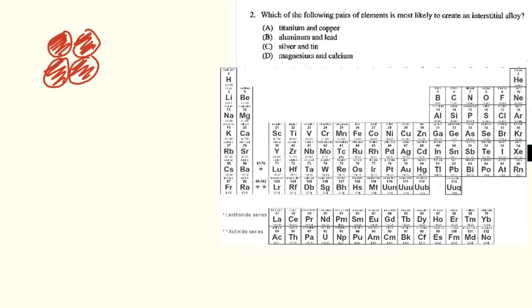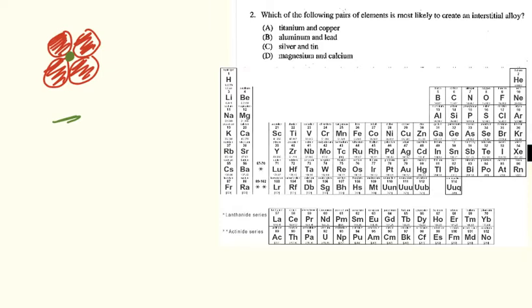And you see I drew over here a bunch of atoms, and the impurity atom, the solute atom, in an interstitial alloy fits in the little space between the other atoms. So it doesn't really disrupt the other atoms because it's small enough to fit in there.